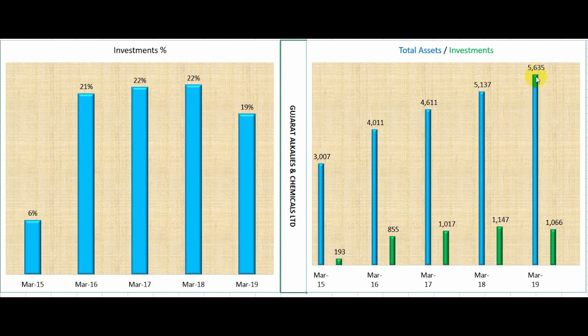Let us understand it value-wise. In March 19, the total balance sheet size was 5,635 crores, on which the company's investments were around 1,066 crores. Now these investments are generally in mutual funds or bank deposits or something of similar nature, whereby it can earn other income, another source of income for the company. As mentioned earlier, we don't want a major portion of the balance sheet to be occupied by the investment part.